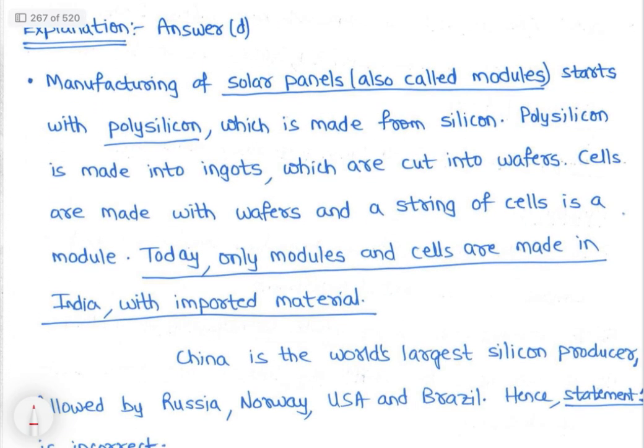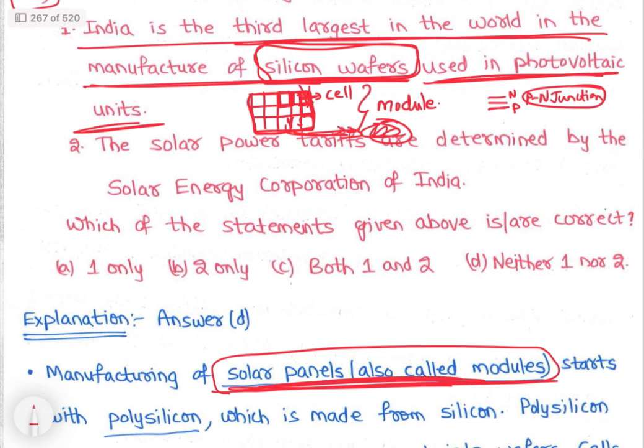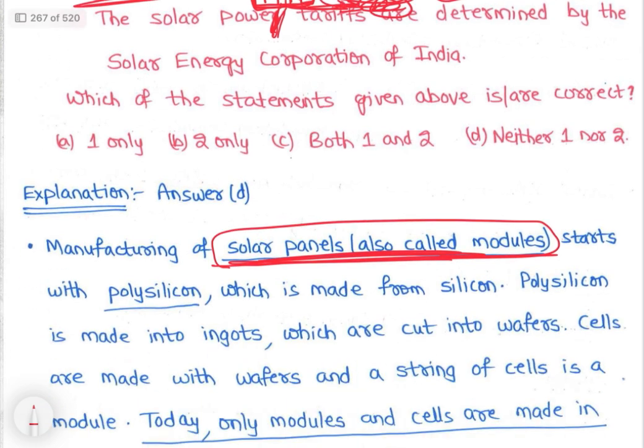Let's read the explanation. See, manufacturing of solar panels, called modules. So the entire module is what is called a solar panel. See, this entire thing is one panel, right? The ones that are put on a stand as separate panels, right? So here one more panel can be there, right? So manufacturing of solar panels, also called modules, starts with polysilicon, which is made from silicon.